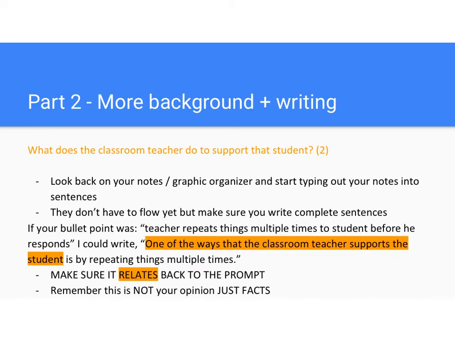So let's do some more background. What does the classroom teacher do to support that student? So now you've got enough information. So you're going to look back on your notes, your graphic organizer, and start typing out your notes into sentences. They don't have to flow just yet, but make sure you write actual complete sentences, because you don't want to have to go back and do all this work, because you've already done your bullet point notes. So for example, if your bullet point was, teacher repeats things multiple times to the student before he responds, you could write, one of the ways that the classroom teacher supports the student is by repeating things multiple times. Biggest goal here, make sure it relates back to the prompt, and remember, this is not your opinion, just facts. So you're just observing and writing down what you've seen.